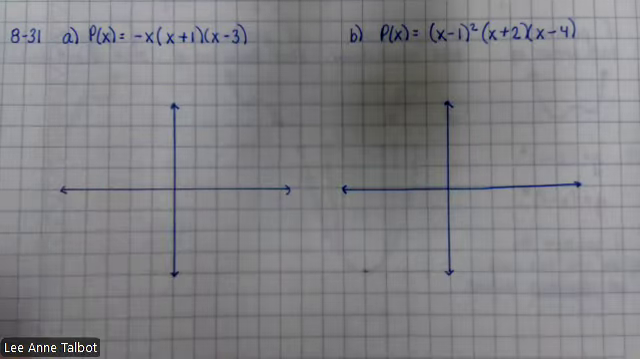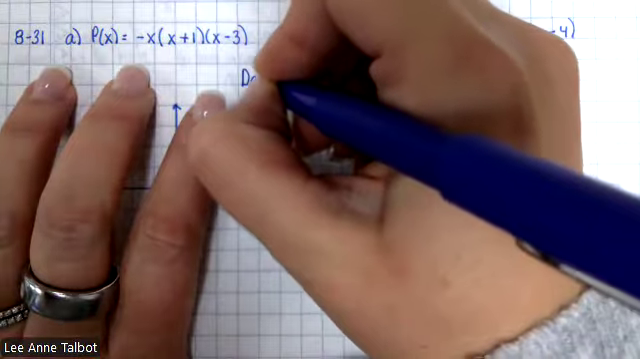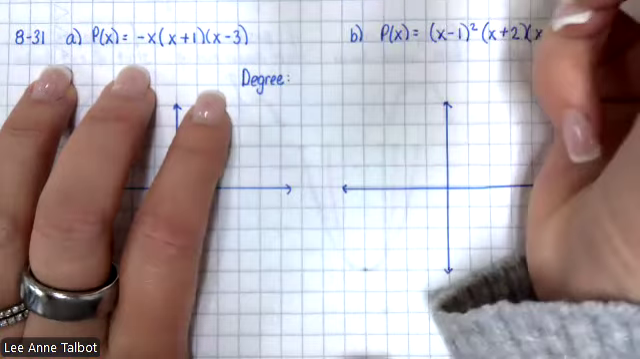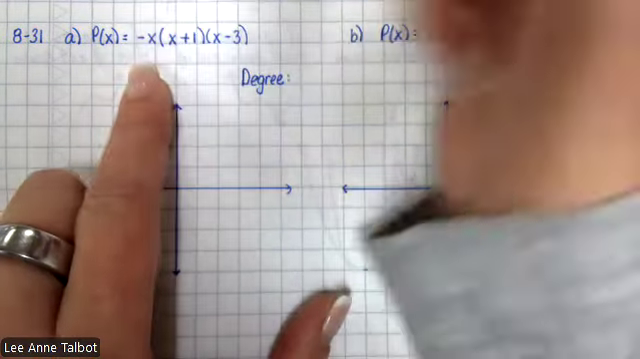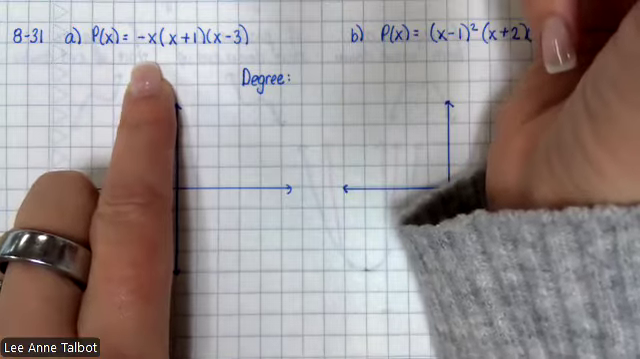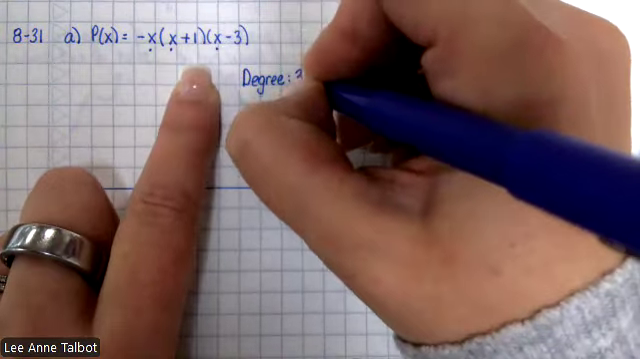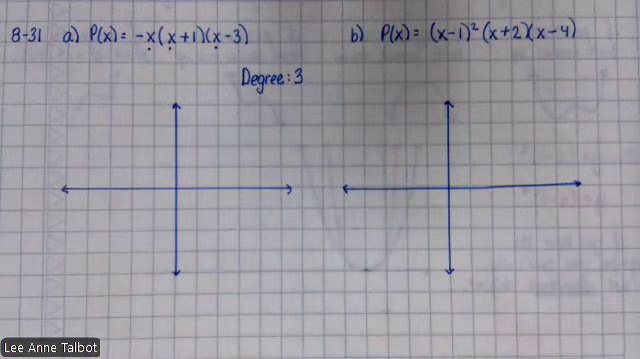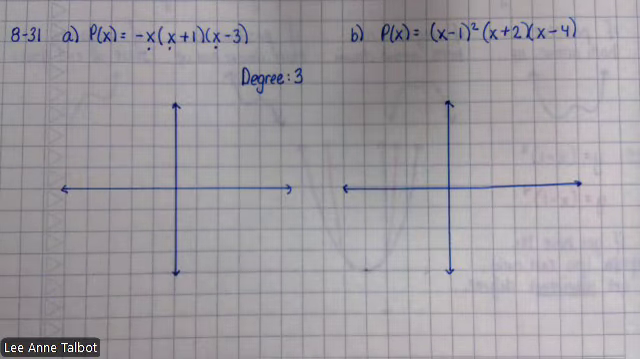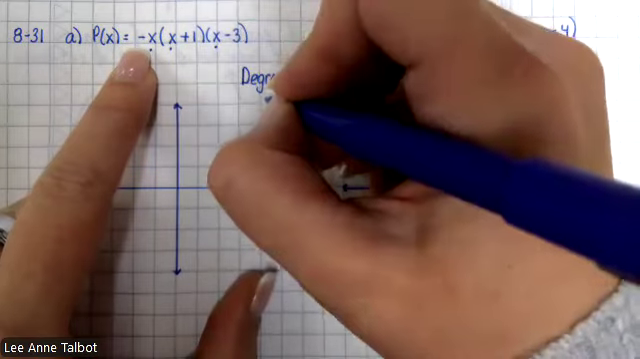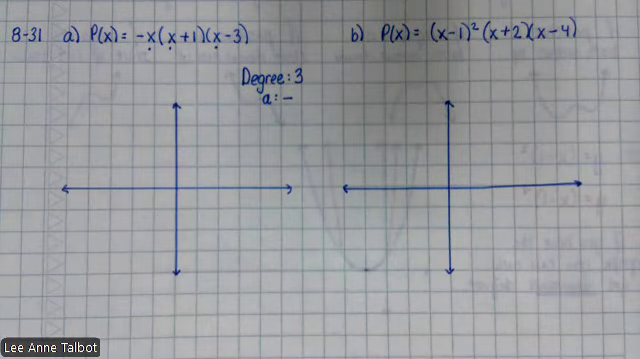Okay, so first thing I'm going to do is state the degree because I need to know that for sketching anyway. And this one is in factored form, so I'm going to count the x's. 1, 2, 3. So this is degree 3. Everybody good so far? Okay. The next thing I'm going to notice is that A is negative. That's going to help me with my sketch.